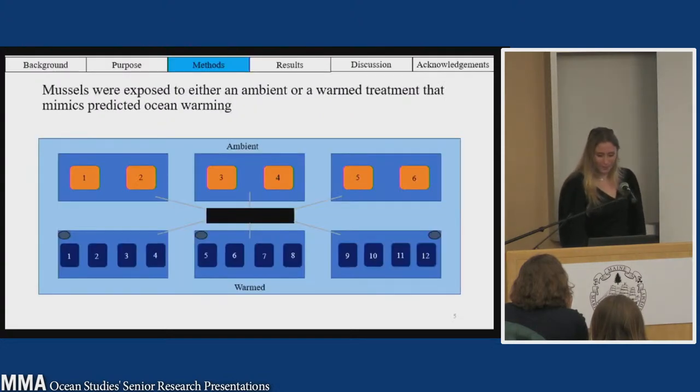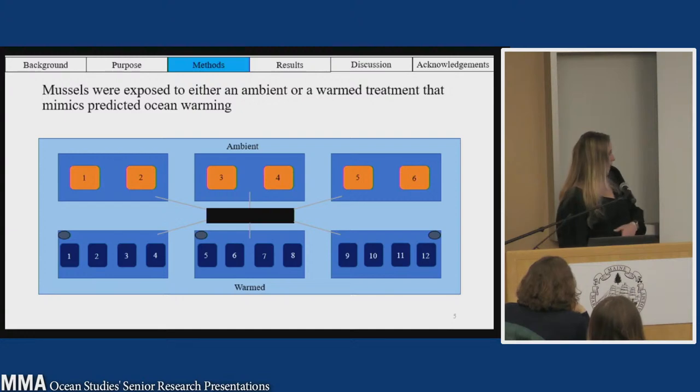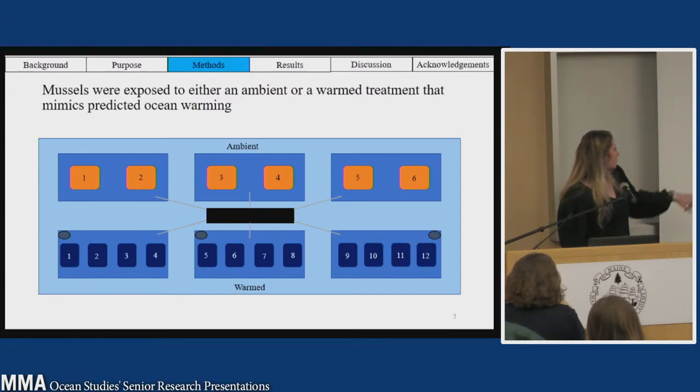So I collected mussels here from the docks at Maine Maritime Academy. During the collection, I measured each one of the mussels individually to make sure that they were at approximately the same stage of life. Each mussel was housed in individual plastic containers, which you can see with the orange and then the very dark blue little squares. Each of these was then placed into a 10-gallon tank, which is like the slightly darker blue rectangles. And they were all placed into a wet lab table. Each one of the tanks had an aerator, which are the gray lines, and the warmed treatment had tank heaters that were set to 20 degrees Celsius, which are the little gray circles over there.